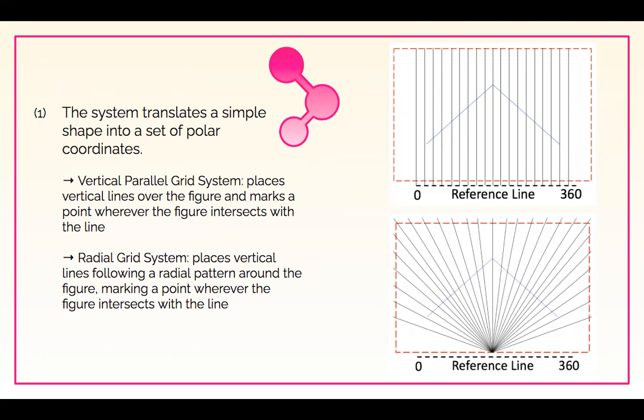The first is the vertical parallel grid system, in which, as the name states, vertical lines are placed upon a figure with an equal distance separating them, and wherever the shape intersects with each line, a point is created and marked. Next, we have the radial grid system, where lines radiate from one central point, and these are overlaid upon a figure. And in a similar fashion to the system before, the points where the figure intersects with each line is marked with a particular point.